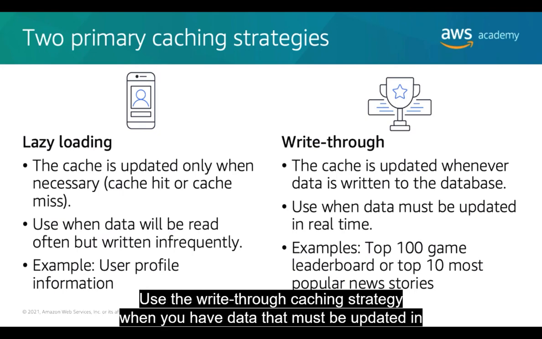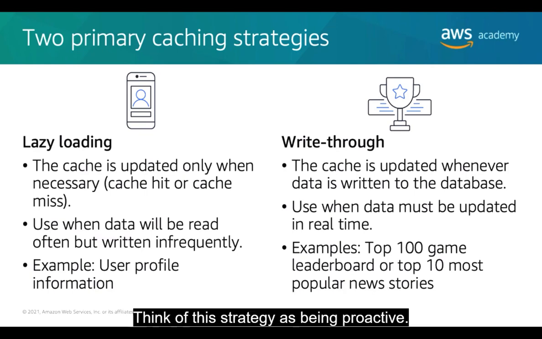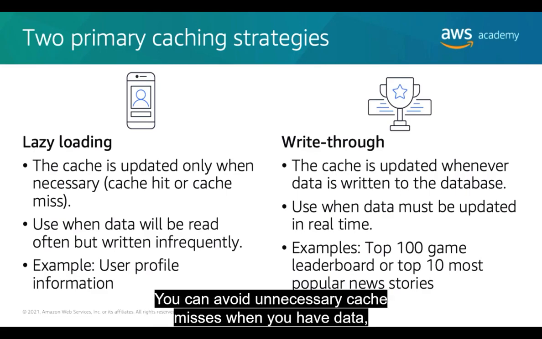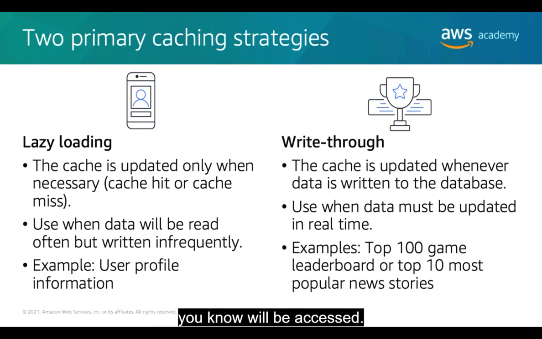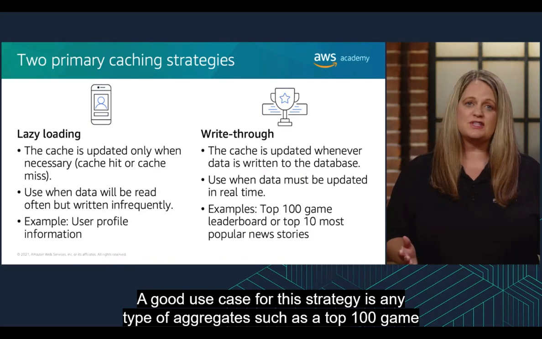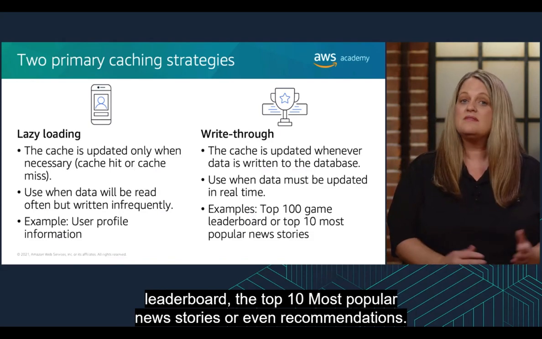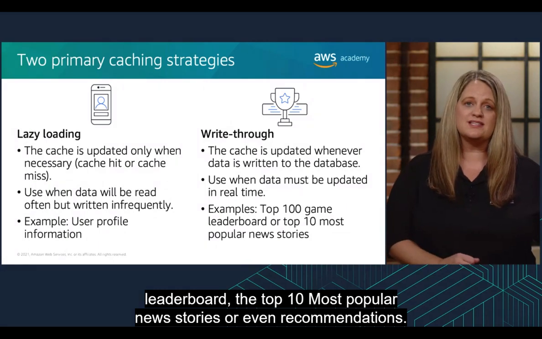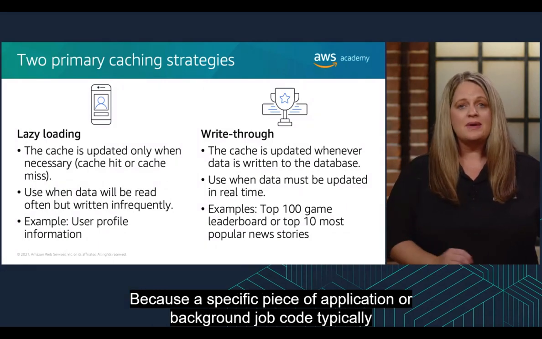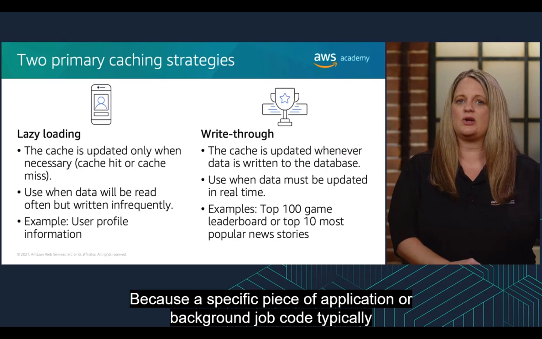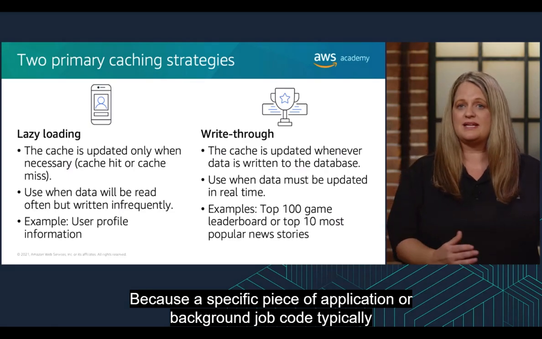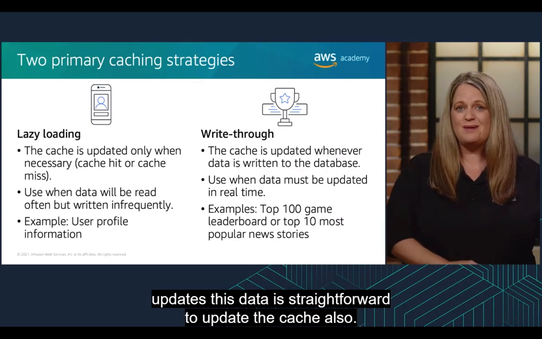Use a write-through caching strategy when you have data that must be updated in real time. Think of this strategy as being proactive. You can avoid unnecessary cache misses when you have data you know will be accessed. A good use case for this strategy is any type of aggregate, such as a top 100 game leaderboard, the top 10 most popular news stories, or even recommendations. Because a specific piece of application or background job code typically updates this data, it's straightforward to update the cache also.